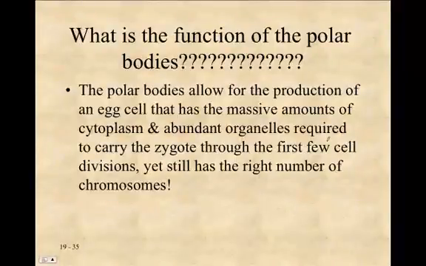So this is my next slide. We kind of already talked about what the function of polar bodies is. Again, the main function of those polar bodies is to allow for the production of an egg cell that has lots of cytoplasm and lots of organelles. That way, if that egg is fertilized, that zygote is ready to go through the first few cell divisions, and it's equipped to do so.